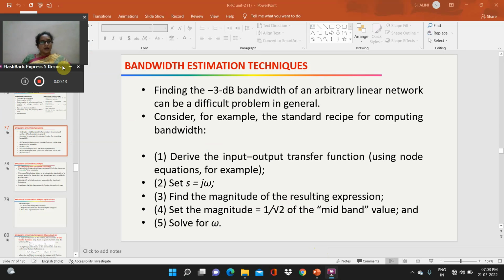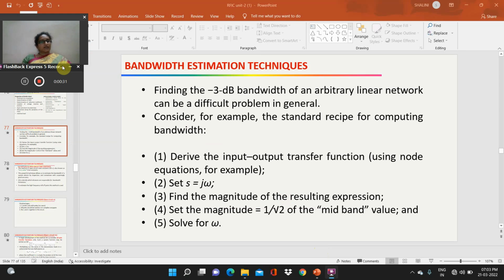Hello friends. Again today we are going to discuss bandwidth estimation techniques. So what are the bandwidth estimation techniques? Finding the minus 3 dB bandwidth of an arbitrary linear network can be a difficult problem in general.